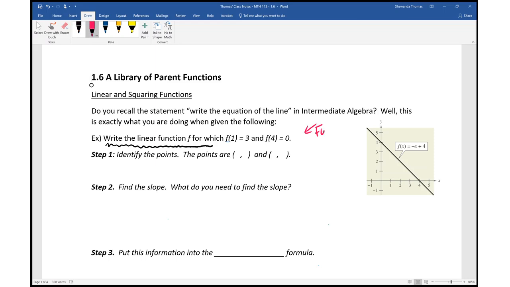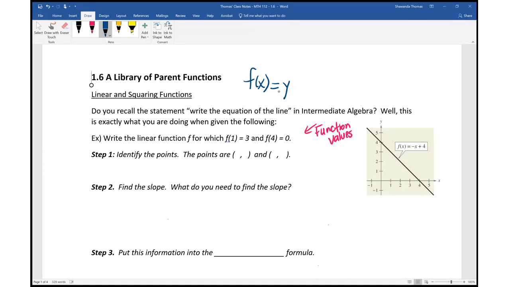So what do these function values mean? What do we know about f of x? F of x is equal to what? Or f of x is the same thing as what? Well, you should know now that f of x is equal to y.